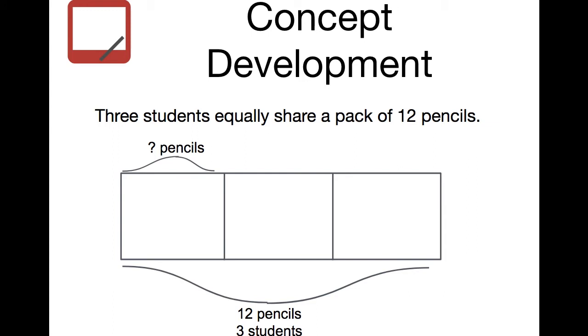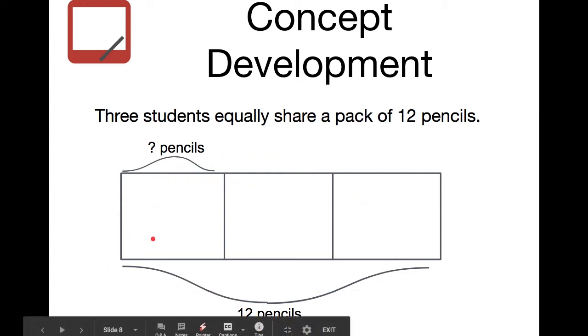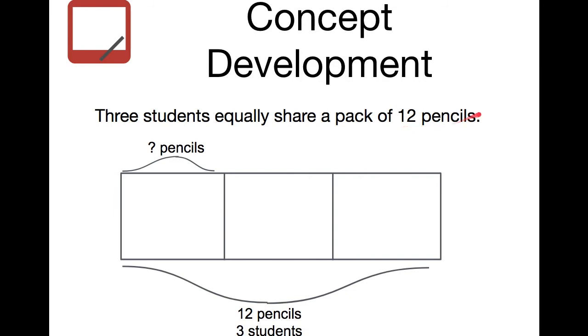In this problem, it says 3 students equally share a pack of 12 pencils. Well, this tape diagram has been started for us. Let's look at the different parts. If my menu would go away so we can see it. Okay, so we know that right here it says 12 pencils. I know I had a pack of 12 pencils.